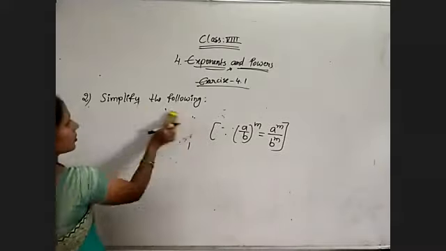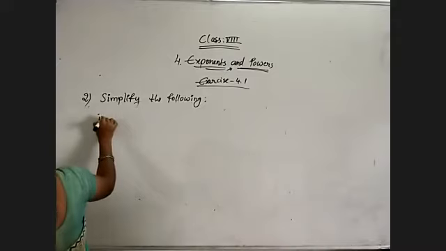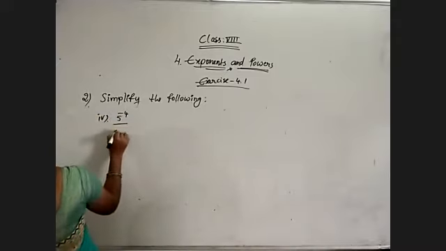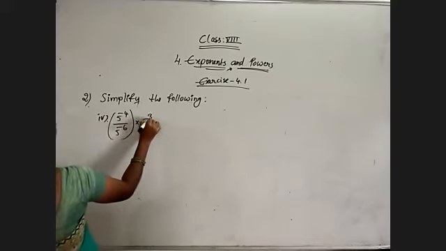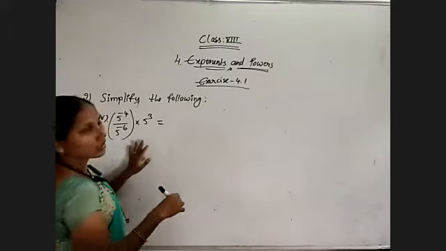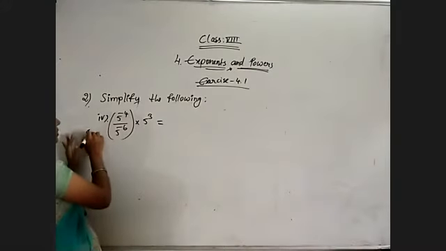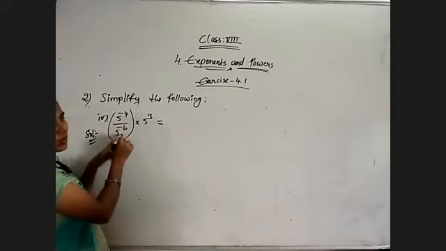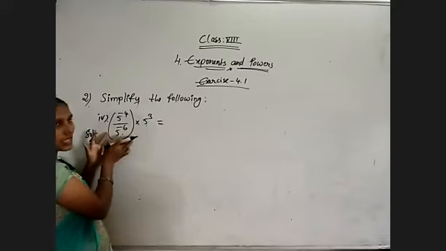Next, coming to the fourth problem. 5^(-4)/5^(-6) × 5^3. Every term is given in terms of 5 only. Now let us finish this problem. Observe this problem here. 5^(-4) and 5^(-6) have a division operation, after that multiplication. First of all, a bracket is given to simplify this one.